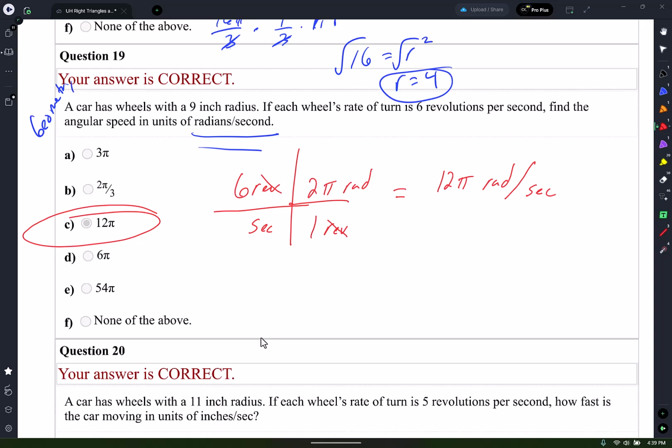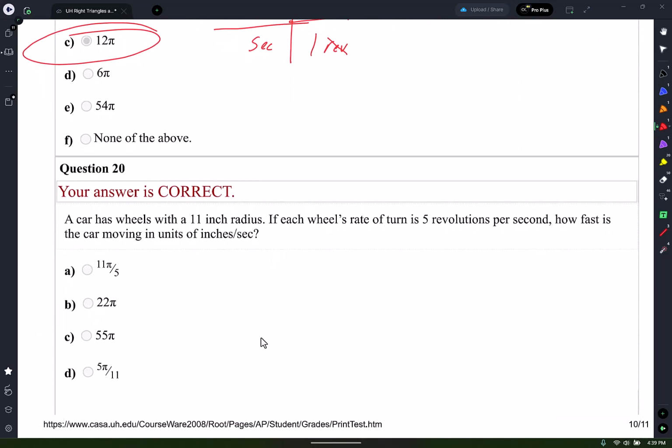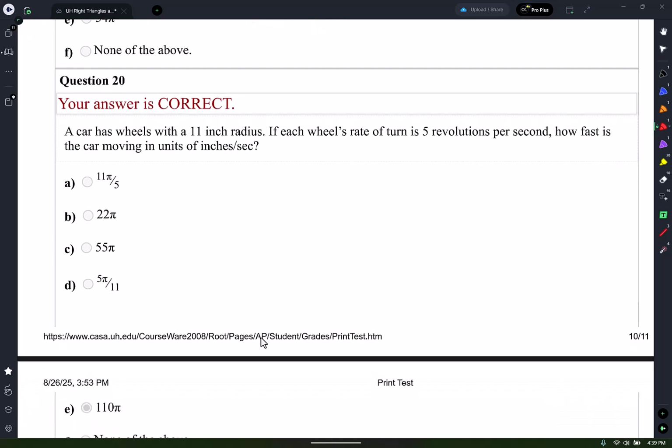Okay. You guys ready for the next one? Yeah, that was you. All right. A car has wheels with an 11-inch radius. So this is probably like a golf cart. If each wheel's rate of turn is 5 revolutions per second, how fast is the car moving in units of inches per second? Yeah, because it's a golf cart. Okay. 5 revolutions per second. Here's what you're going to do.